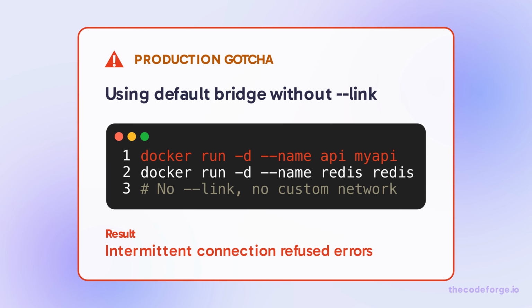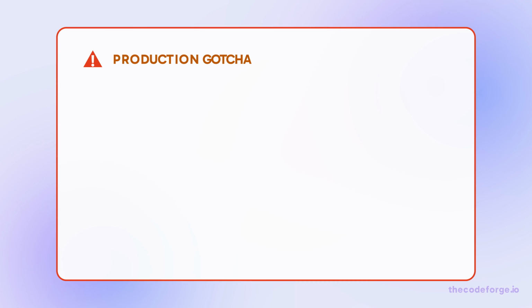Running containers on the default bridge without link or a custom network means DNS resolution fails. The API container cannot resolve Redis, causing intermittent connection refused errors.